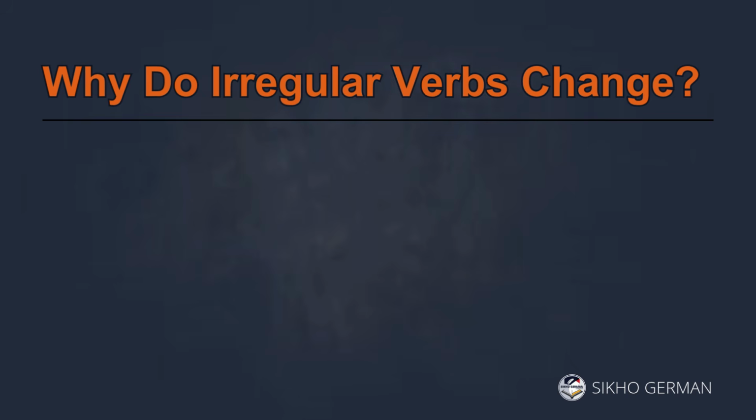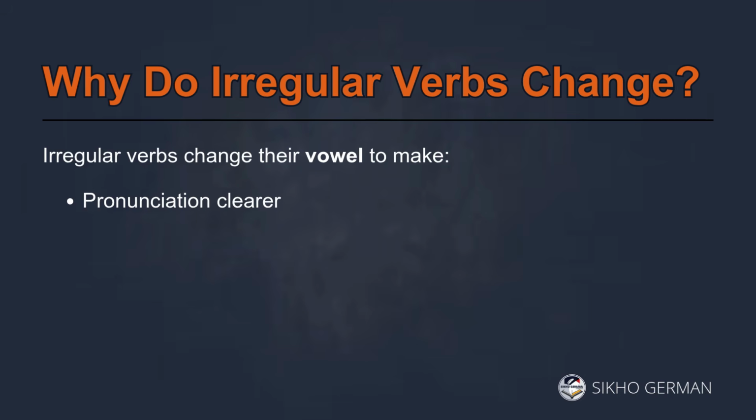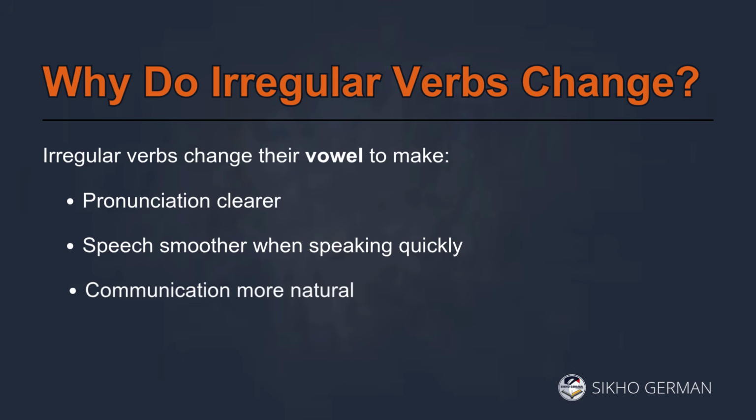So why do irregular verbs change their vowel? Great question. Irregular verbs change their vowel to make pronunciation clearer. The vowel shift makes certain sounds easier to distinguish, and speech smoother when speaking quickly. The vowel changes create a natural flow. Communication is more natural. These changes evolved over centuries of spoken German. Think of it as German's way of making the language flow more naturally. These vowel changes have historical roots in the evolution of German. The good news? There are clear patterns you can learn.